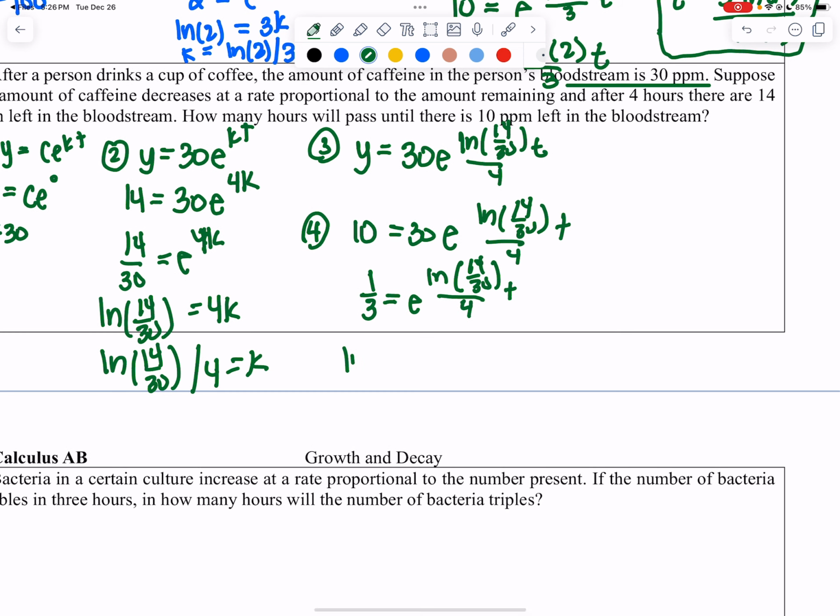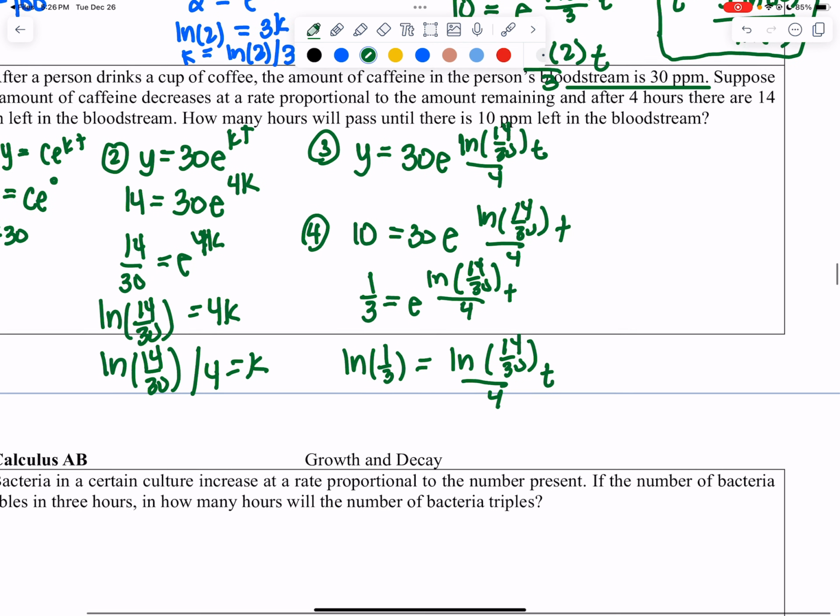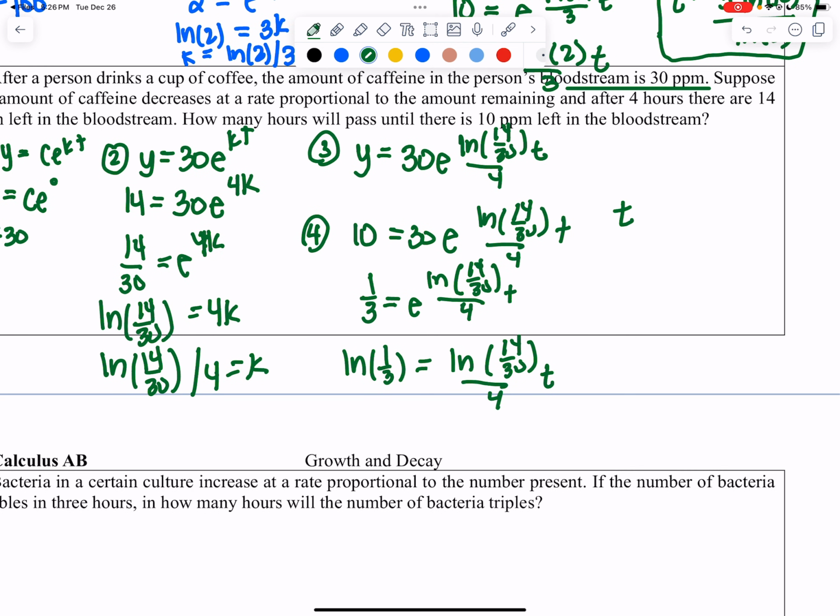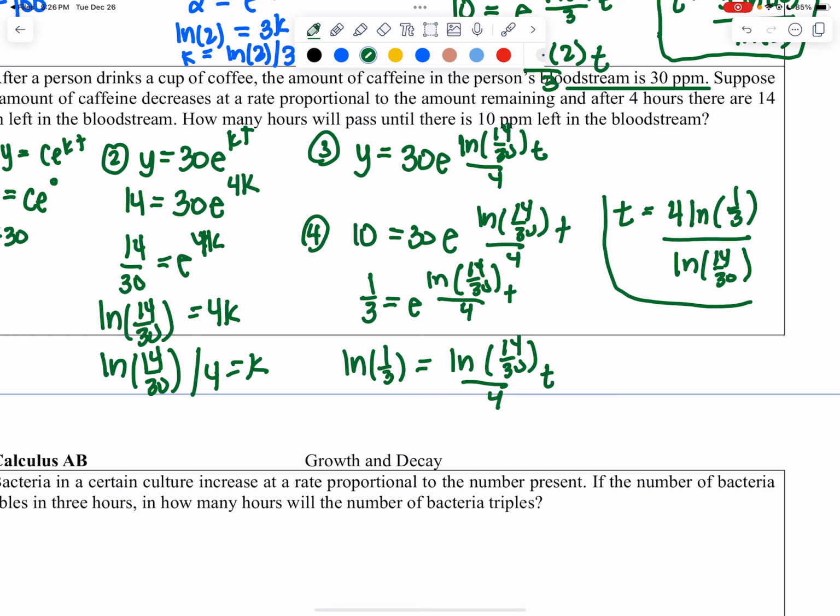Take the ln to both sides. And then to solve for t, you're going to take the reciprocal. And that's going to give me 4 ln of 1/3 over ln of 14 over 30. What is that? I don't know. But guess what? Just keep it like that. Okay? The AP graders will be happy if you keep it like that.